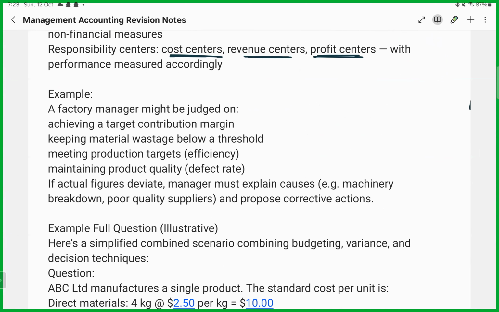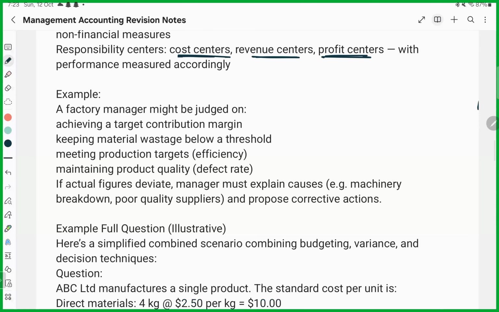manager might be judged on, we can check the performance of the factory manager on achieving the target contribution margin, keeping material wastage below a threshold, meeting production targets, or maintaining the product quality. Like whether he is able to achieve the targets effectively or not, what's the defect rate that the particular factory manager is actually incurring. If the actual figures deviate from the budget, then the manager must explain the causes.